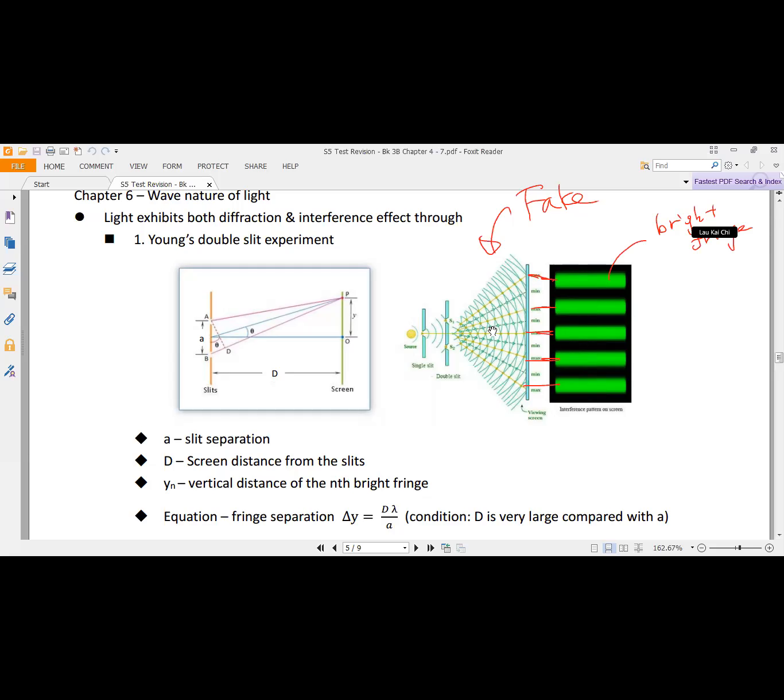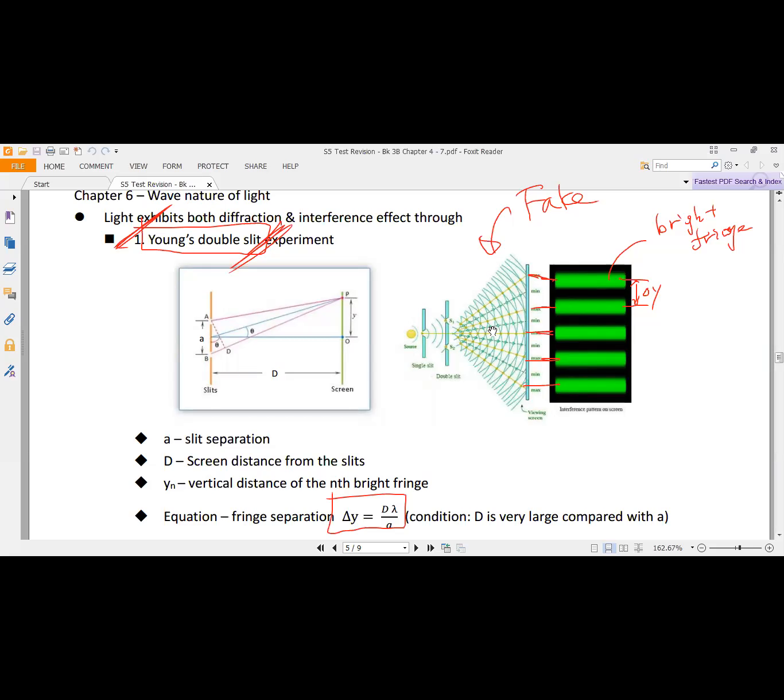And what you need to do is to know the fringe separation, delta y, only for Young's double slit, not for water wave, not for sound wave, not for diffraction grating. This delta y can only be applied for the Young's double slit experiment. So you need to read the question. If you see this word, you go directly to this equation. You just substitute the information there to find the unknowns.